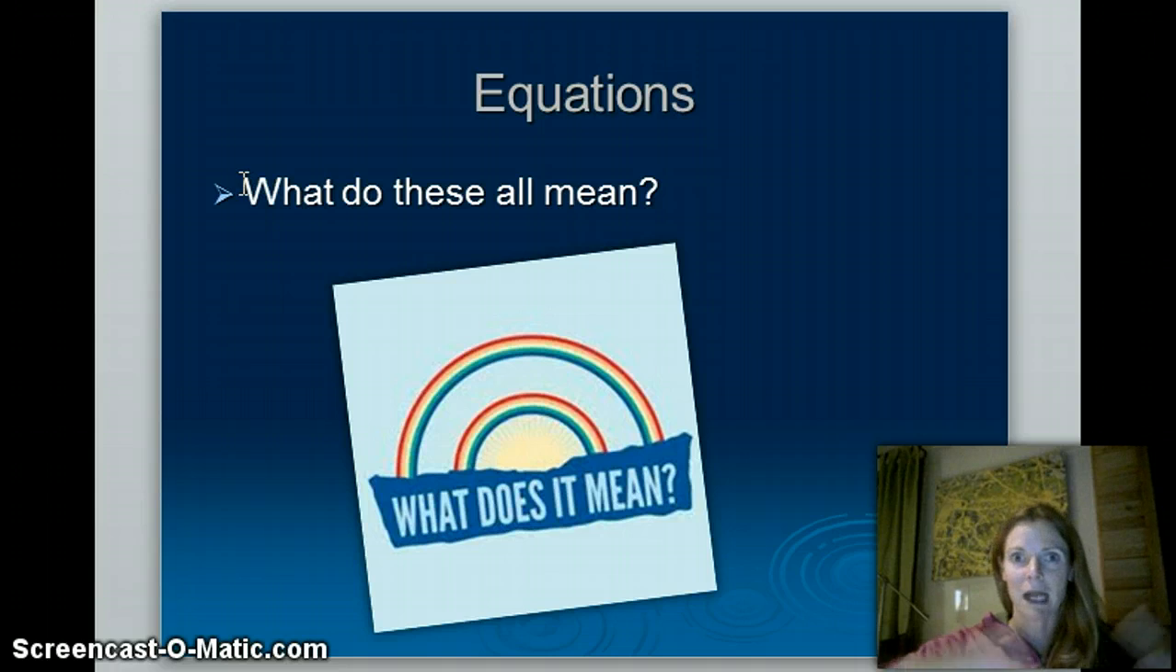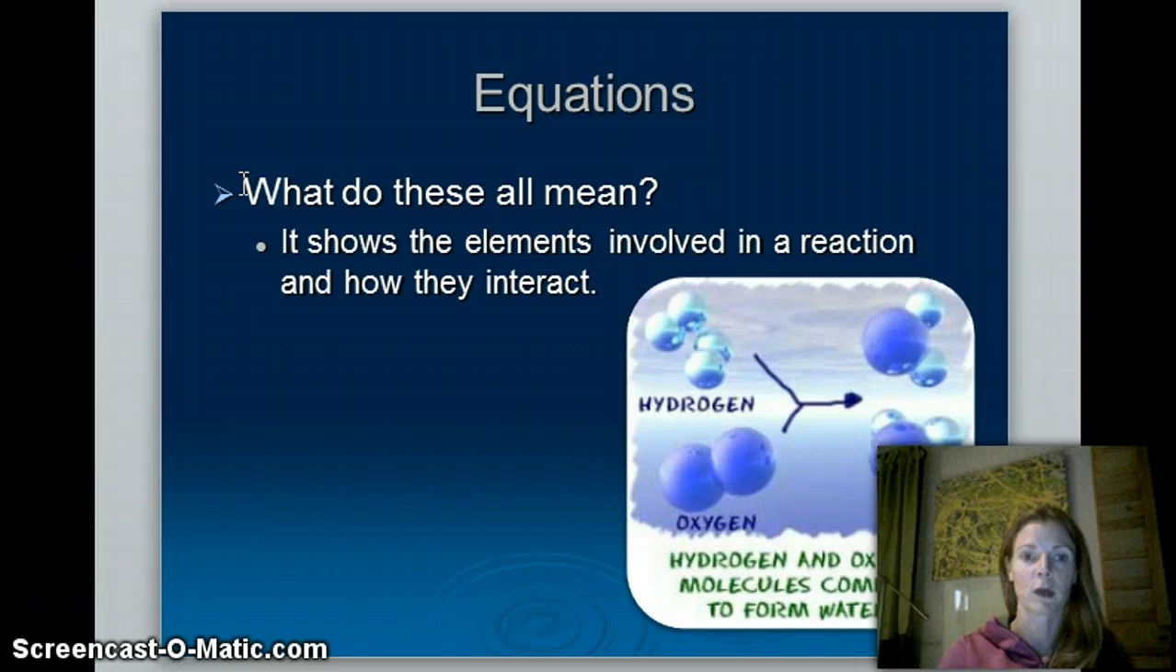To back up even further, we've also talked about chemical reactions versus physical reactions. And a lot of what we're going to talk about now when we talk about equations are chemical reactions where you have reactants that form products, the product being the end product, okay? So you guys need to understand a little bit about the chemical equations. What they do is they show the elements involved in a reaction and how they interact, okay? And you'll see that all in just a chemical reaction.